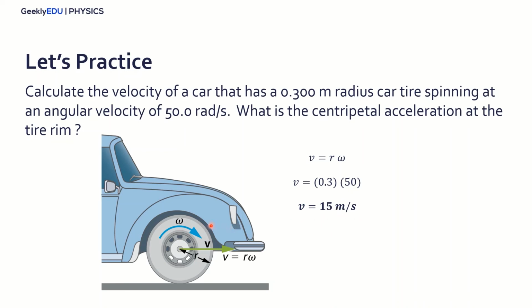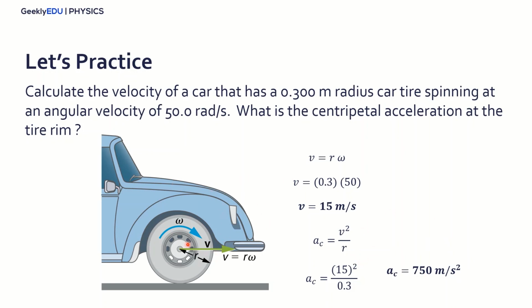Note that we're calculating the velocity of the car itself by the rotation of the tire. They are equal because, in order for the car to move at a certain velocity, this part of the tire rim should also be moving at the same velocity. Now for the centripetal acceleration, we have the linear velocity and the radius. You can just apply it in the formula. And we have a centripetal acceleration of 750 meters per second squared.